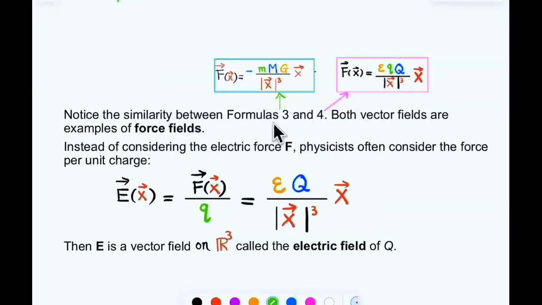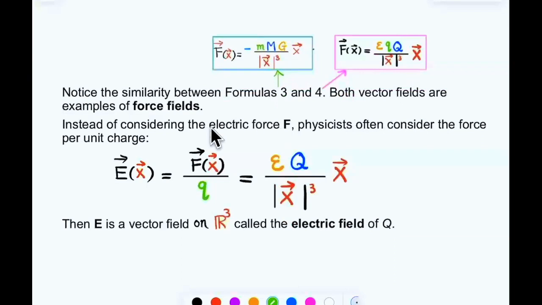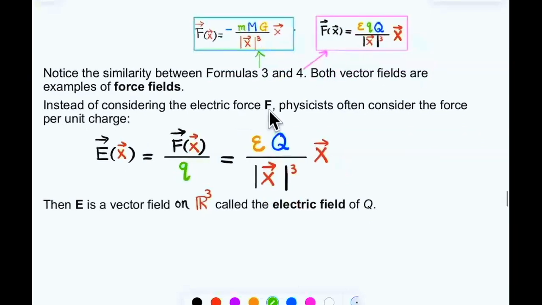Those are force fields. All right, and instead of considering the electric force F, this is often considered the force per unit charge. How do you get the force per unit charge? You take the force over here, right? And then divide by the charge, right? So divide by the charge, you get the force per unit charge. Okay. So when you divide by Q, then this Q here divides out, and then you will get this one here. And this E here is a vector field on R3 called the electric field.